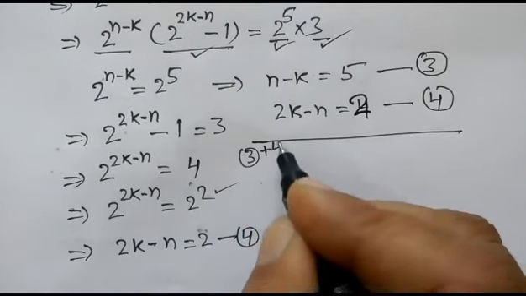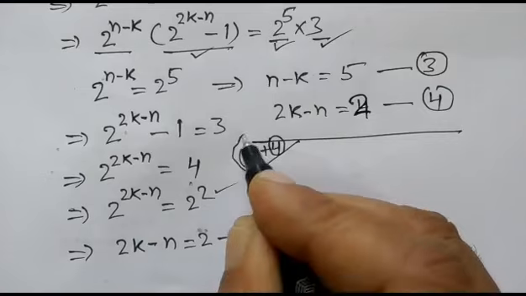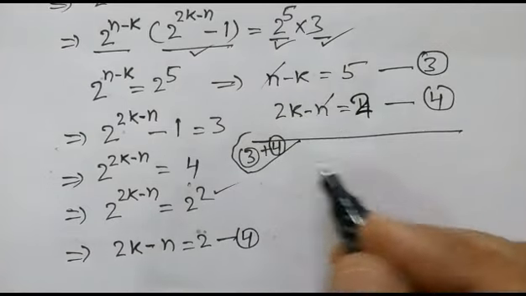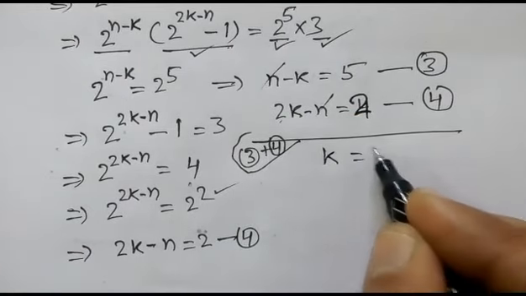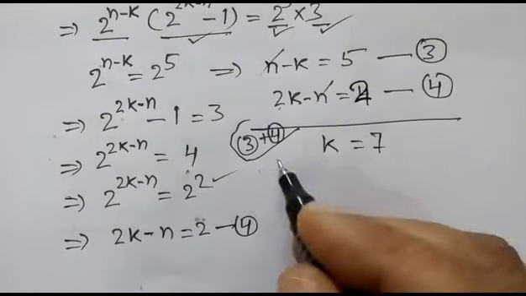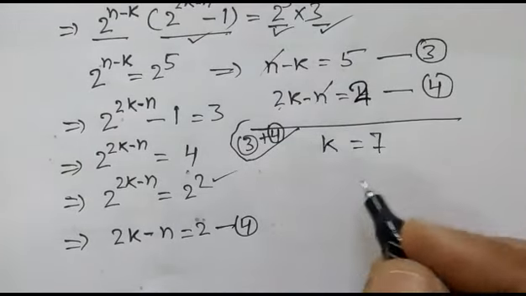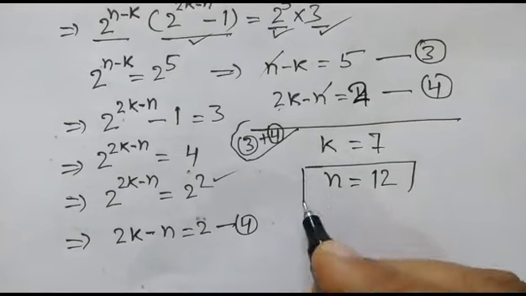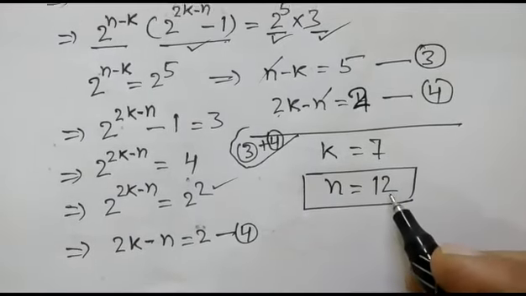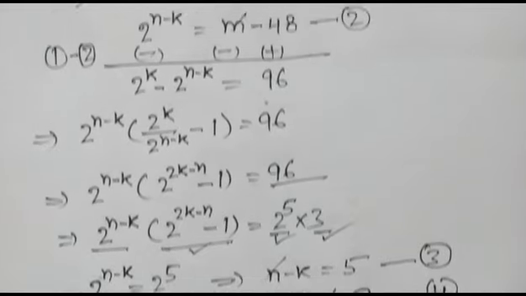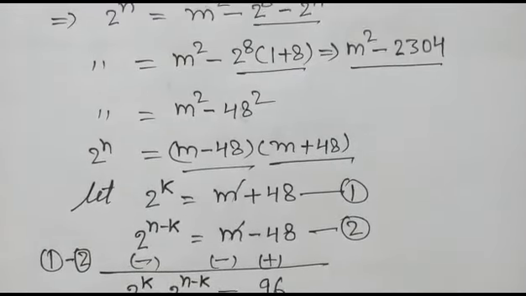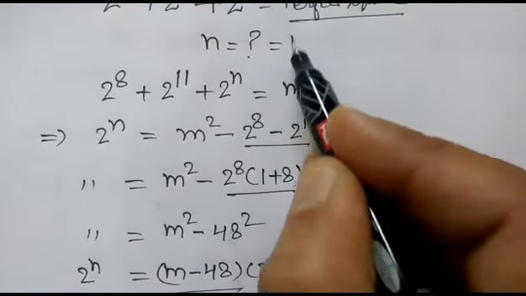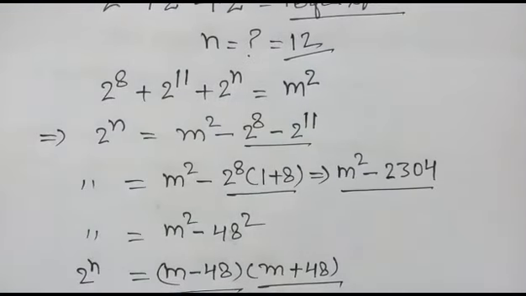So equation 3 plus equation 4. So this and this will get cancelled out. So k is equal to 7, right? If we put the value of k in an equation, we get n is equal to 12, right? Now we can safely say that the value of n will be equal to 12, right? Okay friends, thank you.